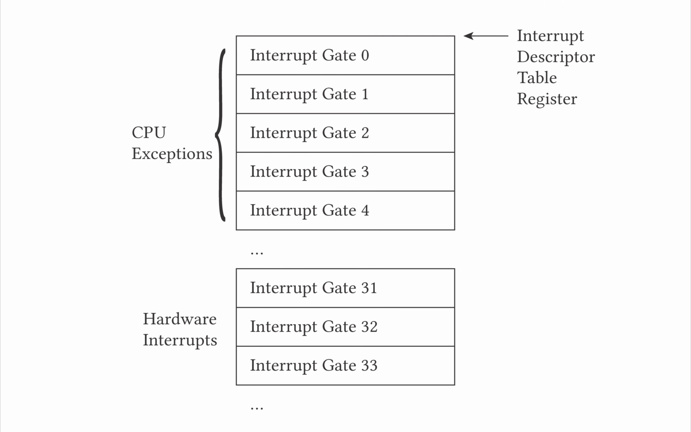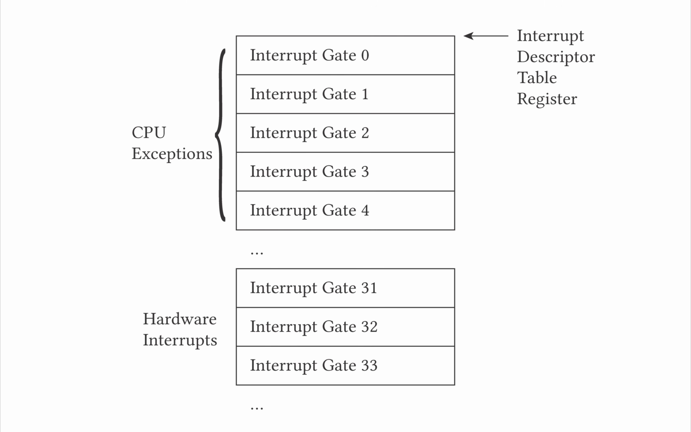Right? You can put this table anywhere you want in memory. It doesn't have to live at a hard-coded address. But when you create the table, then you need to populate the interrupt descriptor table register. This is a special purpose register inside the 386 that holds the base address of this interrupt descriptor table.